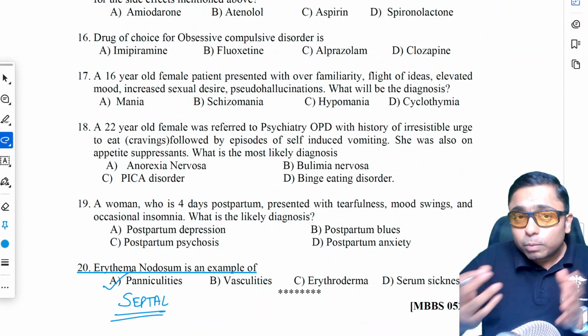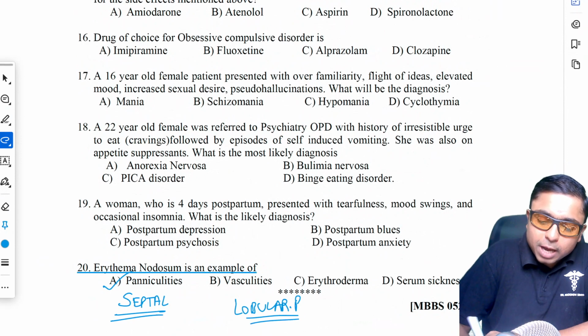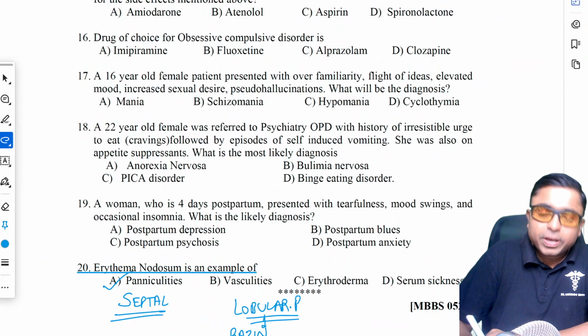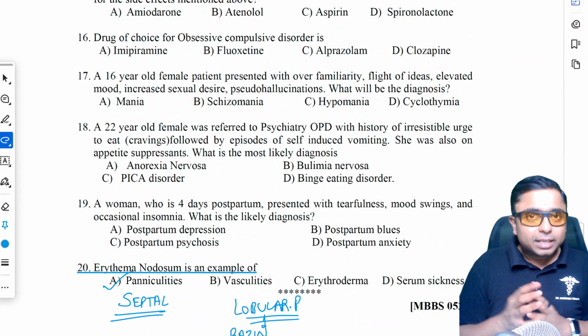So there is lobular panniculitis also. Can you tell me what is the name of the disease in which we are going to see lobular panniculitis? Yes, yes. If you have thought of the answer as erythema induratum of Bazin, very good, you are absolutely correct. So these were the dermatology MCQs.